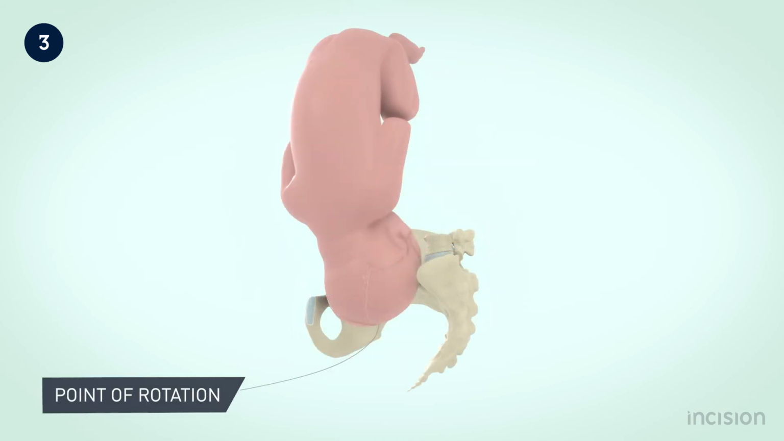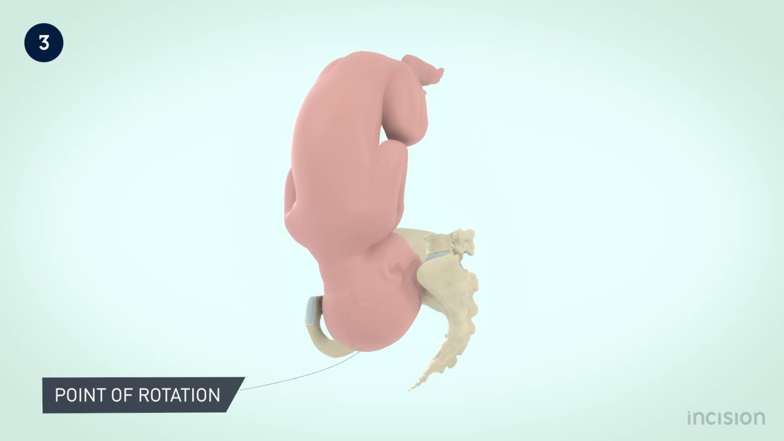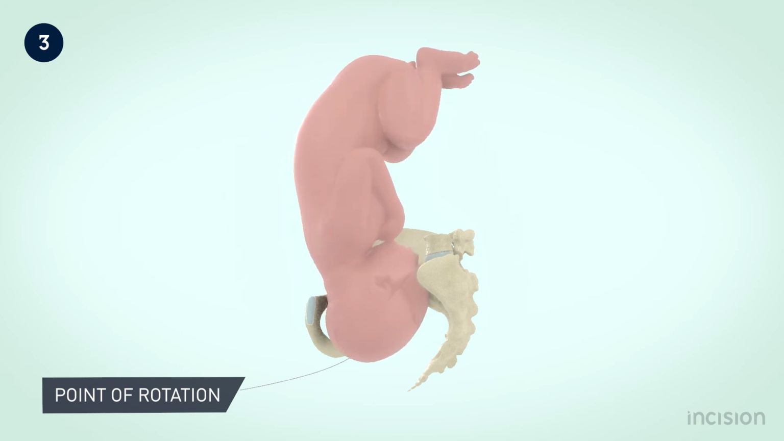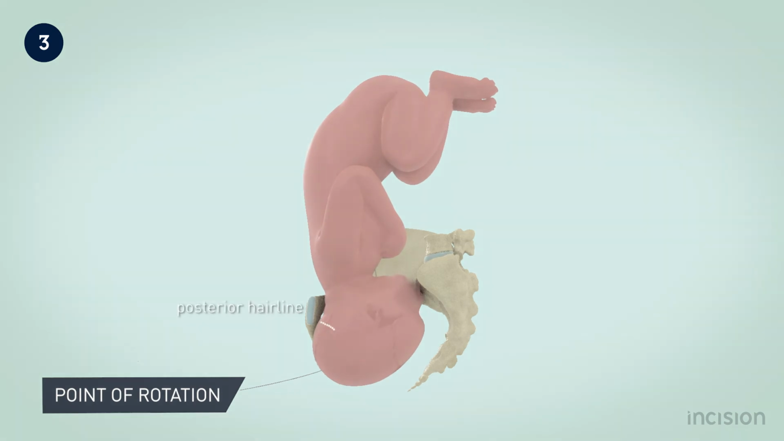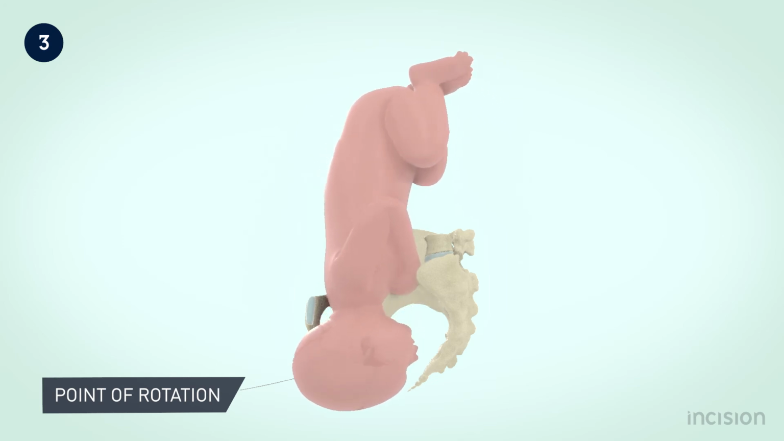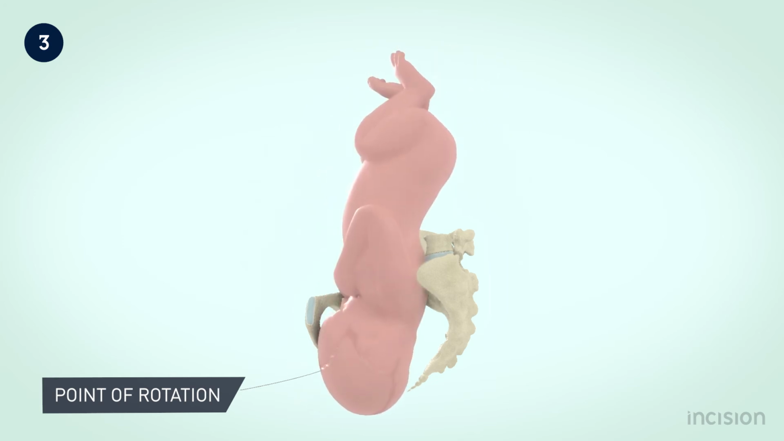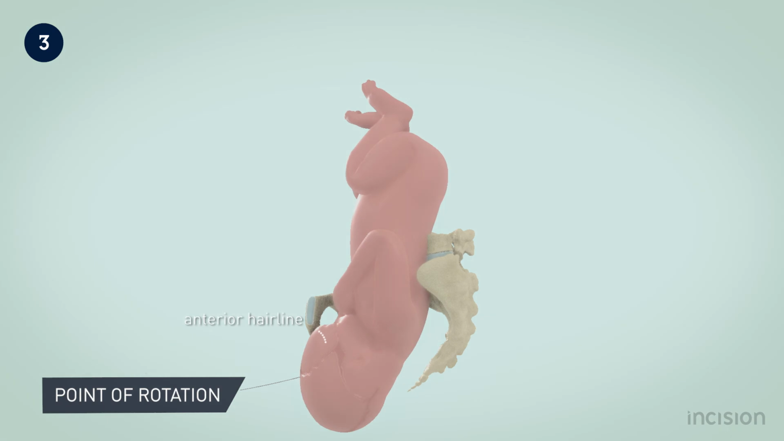The point of rotation is the part of the fetal body that passes under the pubic symphysis by rotation when the fetal head is being born. In an occiput and vertex presentation, with the occiput positioned anteriorly, the point of rotation is the posterior hairline. In a vertex presentation, with the occiput posteriorly, the point of rotation is the anterior hairline.